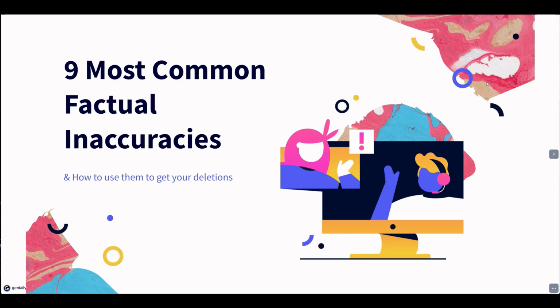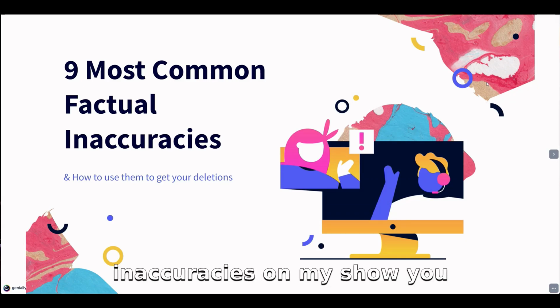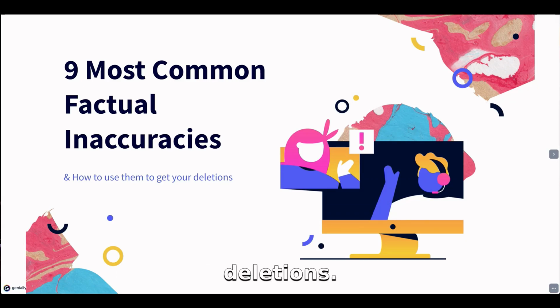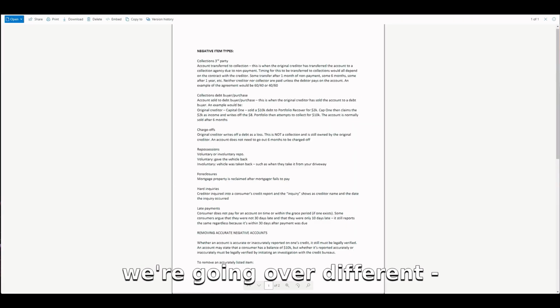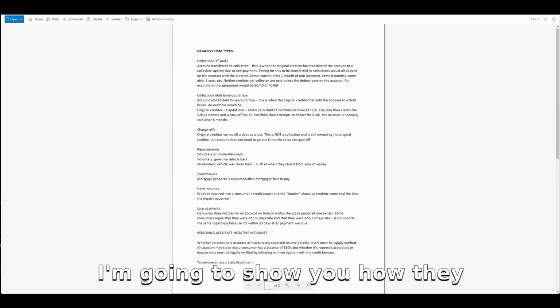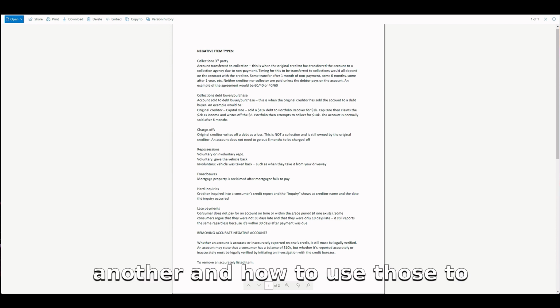We're going over the 9 most common factual inaccuracies, and I'm going to show you how to use them to get your deletions. Now, make sure that you come to the channel tomorrow because we're going over different negative item types, and I'm going to show you how they differentiate from one another and how to use those to get your results.